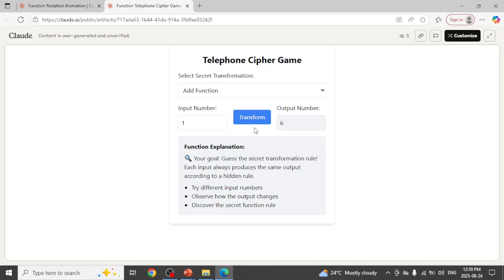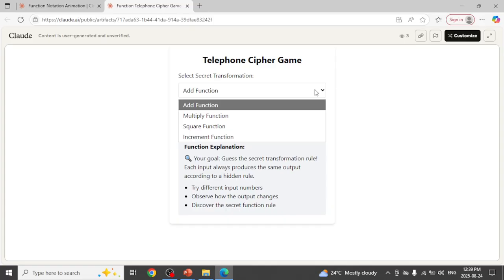You can guess what the relation here is. I give it 1, it gives me 6. I give it 2, it gives me 7. So it's the same rule for our numbers: just add 5 to the input number.